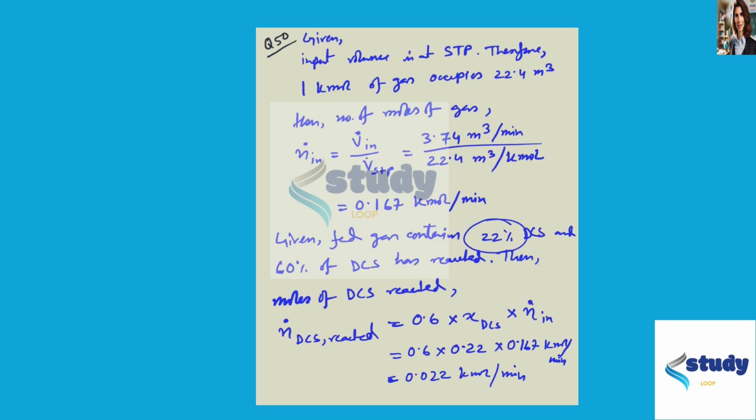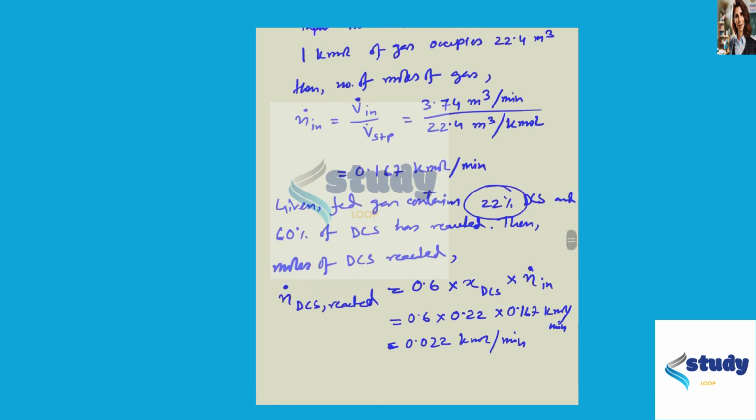Since 2 moles of nitrous oxide reacts with 1 mole of DCS, therefore the number of moles of nitrous oxide at that point which reacted is 2 multiplied by the number of moles of DCS that reacted, which means 2 multiplied by 0.022, or 0.044 kilomole per minute.